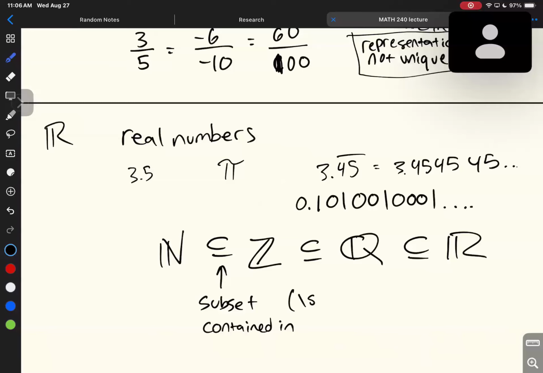In LaTeX, that's \subseteq. If you just want to say it's not equal, then it's just \subset.